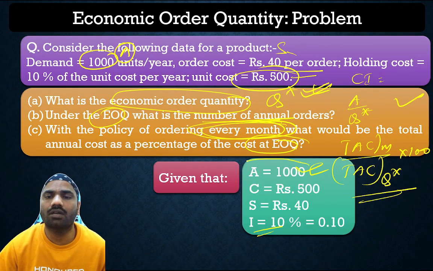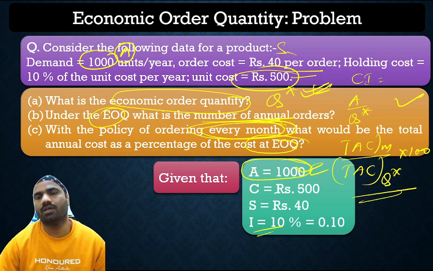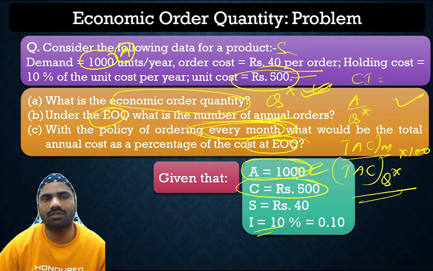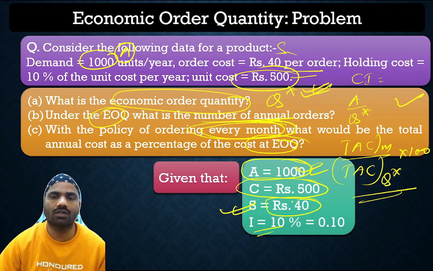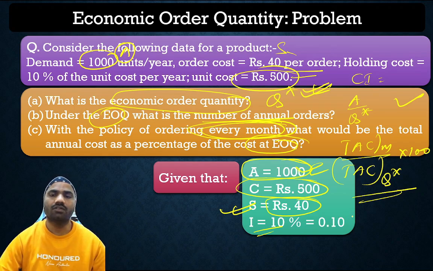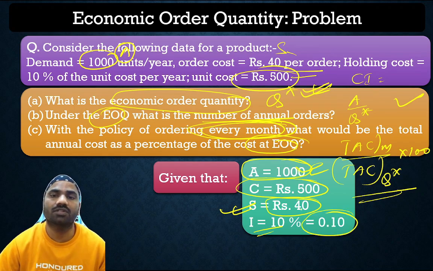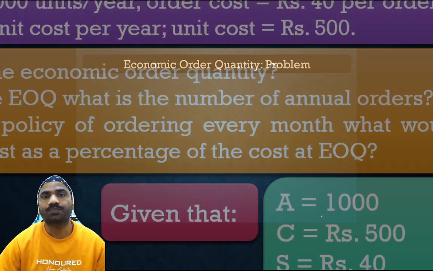So we have annual demand of 1000 quantity. C is the unit cost, and that cost we have given is rupees 500. Next, the order cost is rupees 40 per order. Inventory carrying cost is a percentage of unit cost, and that is 10%.